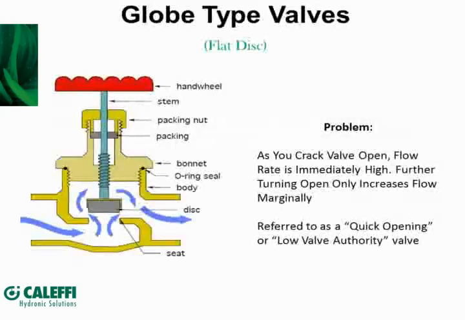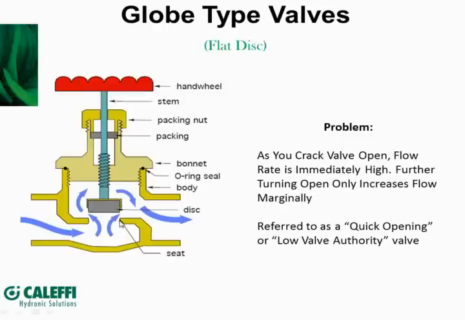So when we talk about types of balancing valves available to the specifier, one is the globe-type valve. And here we have a cross-section of a globe-type valve. You can see fluid is traveling from left to right. The valve is showing an open state. Now this particular valve type is a flat disc type valve. You can see it's a very, well, flat disc.